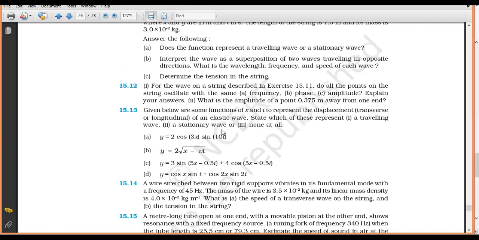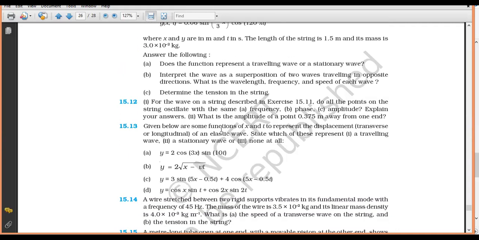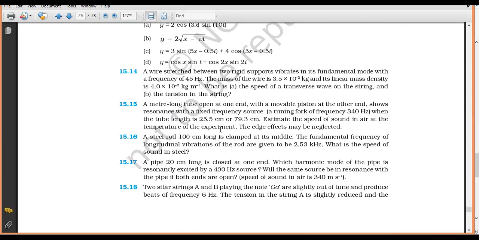Okay, so I think we have done up to the 11th one. Some of the topics which we didn't do, we can skip. So the Doppler effect problems, you can skip.